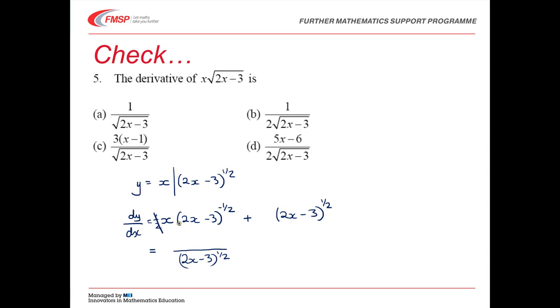Okay, if we look at the first term, I've got (2x minus 3) to the minus a half, that's there, and an x. For the second term, I need (2x minus 3) to the half, and I've got (2x minus 3) to the minus a half. So I'm going to need 2x minus 3, just check that. 2x minus 3 over (2x minus 3) to the half will be (2x minus 3) to the half, so that's correct. That gives me 3x minus 3 on the top, and root 2x minus 3 on the bottom, and I can factorise the top.